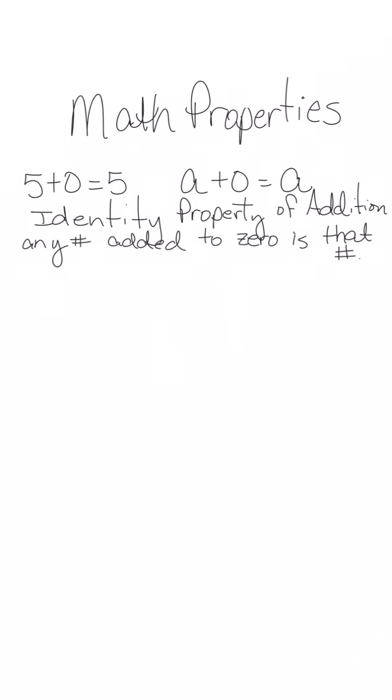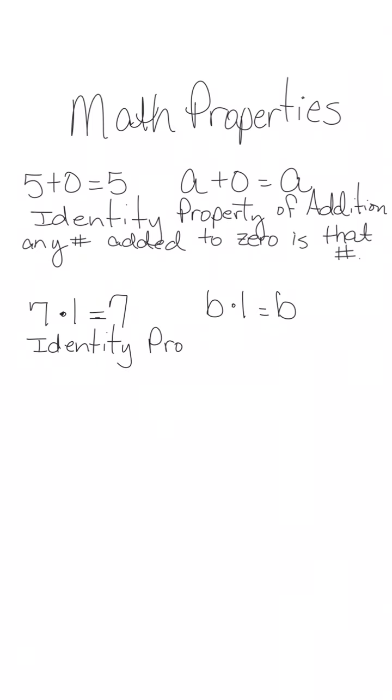The next property that we've learned is 7 times 1 is equal to 7. In this particular problem, any number, doesn't matter what the number is, multiplied by 1, the product of that number and 1 is always going to be that number. And this is called your identity property of multiplication.